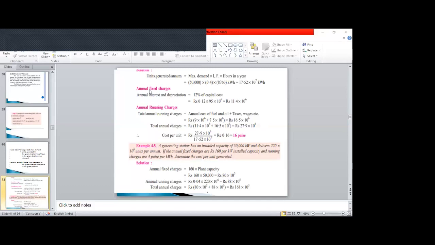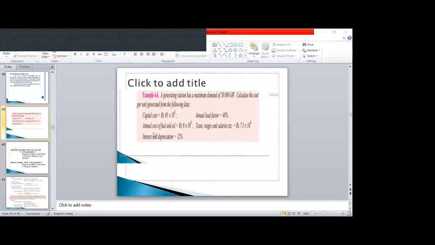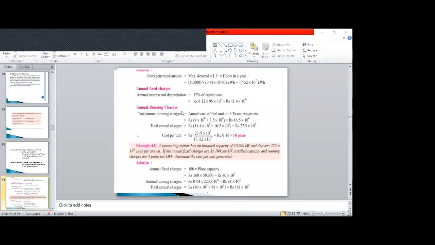Now let us calculate the annual fixed charge. It is given in the problem. Fixed charges are interest and depreciation, then taxes, wages and salaries.